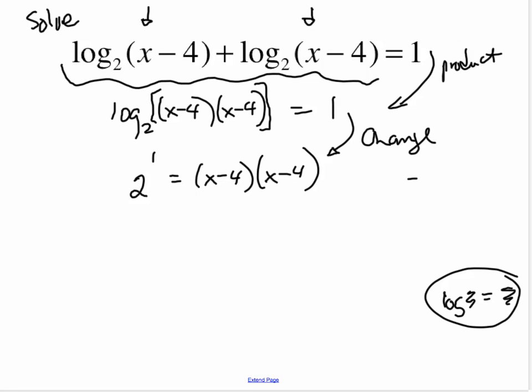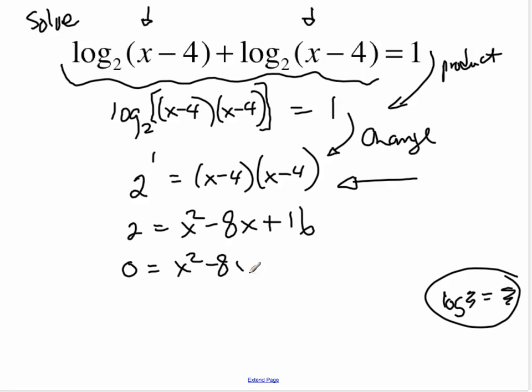At this point, this will be just a basic quadratic equation that I have to solve. 2 to the first is 2. If I FOIL this out, I'll get x squared minus 8x plus 16. If it's a quadratic, I want to get all terms on one side, so I'll move that 2 over. So I'll get 0 is equal to x squared minus 8x, and then 16 take away 2 would be 14.